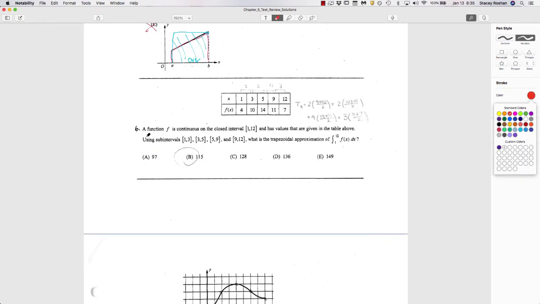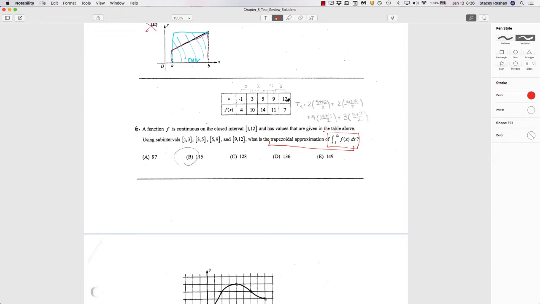This next problem gives us this table, and they're asking us the trapezoidal from 1 to 12. So something else that might be on your test is that it's not asking you to use all of the data. So this one is from 1 to 12. If I had just asked you the integral from 5 to 12, then you would have only wanted to use these 3 data points. So look out for that on your test, okay?